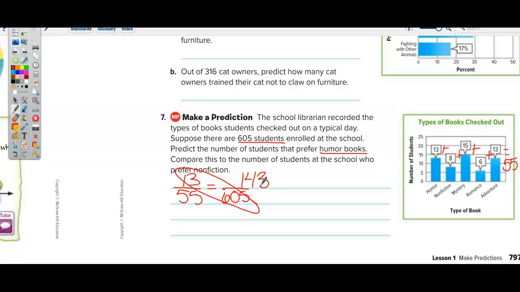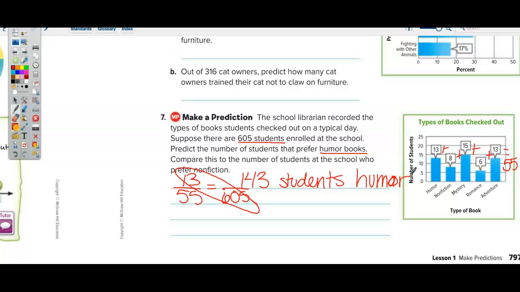So there's 143 students who preferred humor, right? I got 7,865. Would that make sense? That there's only 605 students and 7,000 of them? Divided by 55. I did divide. There you go. That's your mistake.